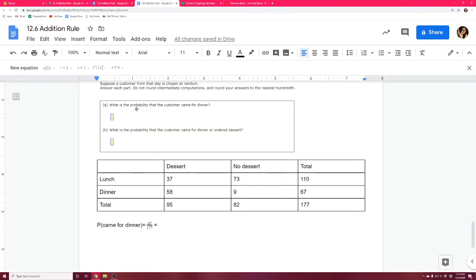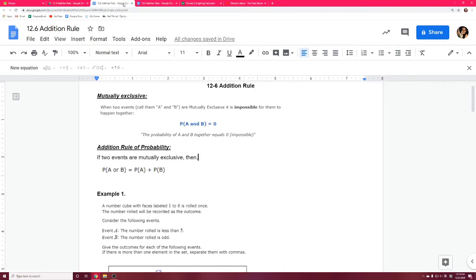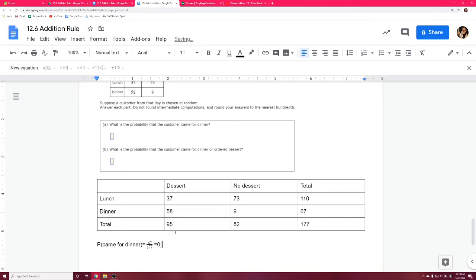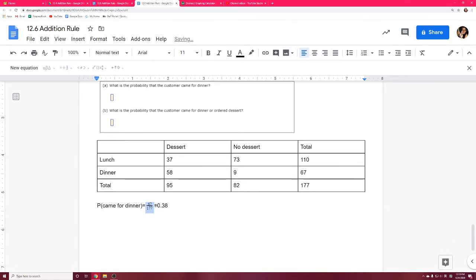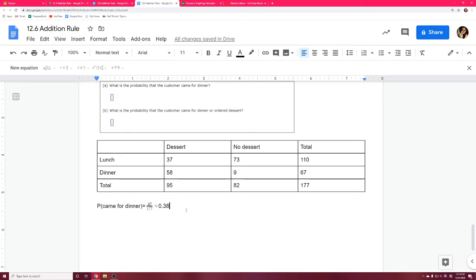Over here they said to round the answer to the nearest hundredth, so 2 digits. So you will have 0.378, round the last digit up, 0.38. Over here it actually should have an approximately equal sign. Let's be more accurate. Okay, let's do this. Here it is.